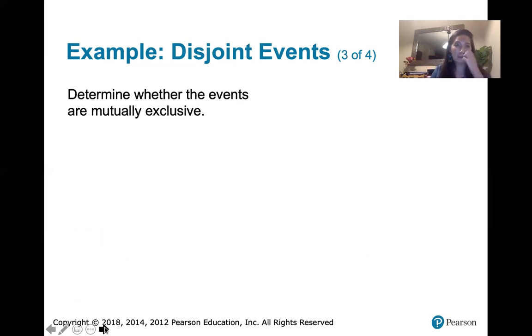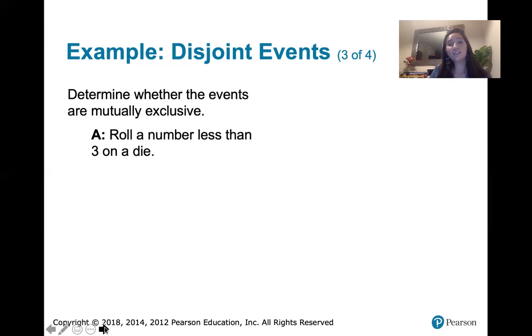Here's another example. Let's say event A is rolling a number less than 3 on a die. So you roll a die. The sample space is outcomes 1, 2, 3, 4, 5, 6. So you've got 6 possibilities. Event A is rolling a number less than 3. Event B is rolling a 4 on a die.